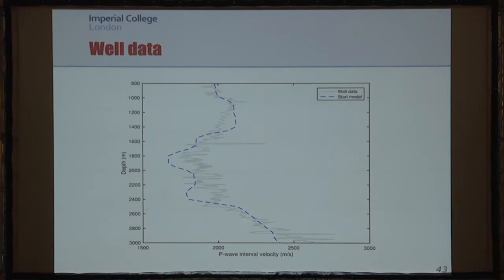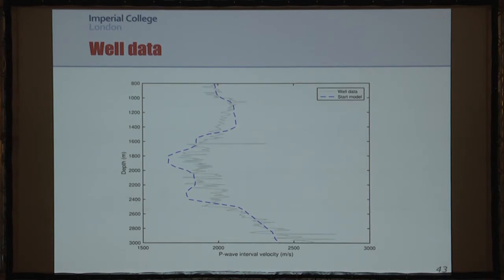It matches the well data in most places, which isn't surprising, seeing as the wells were used to help build this model. The main differences are at a depth of about 1,800 meters and 2,400 meters. The start model predicts two low-velocity layers, so likely gas-charged layers, which aren't seen in the well data.